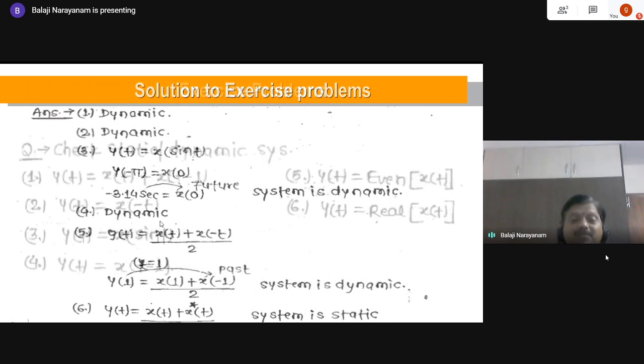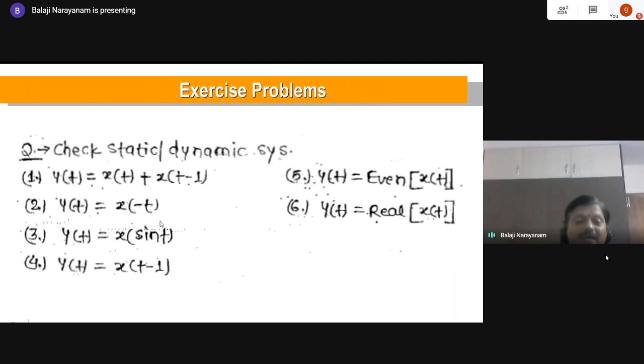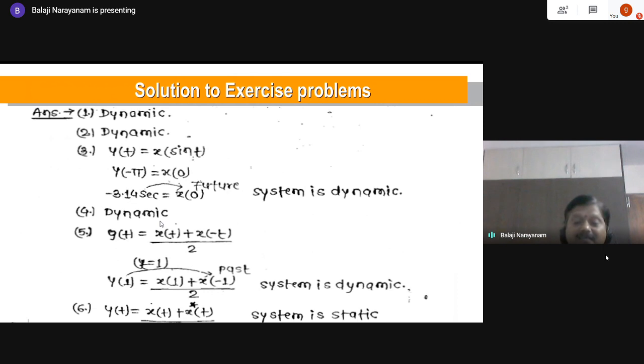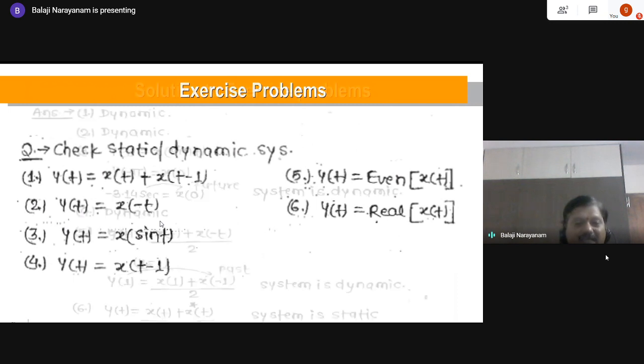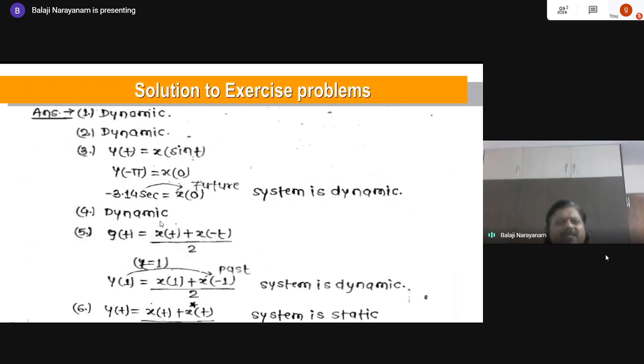Now when it comes to the fourth problem, y of t is equal to x sine t. That is done already. We did that third problem, and the fourth problem is y of t is equal to x of t minus 1. It's a simple one that we can clearly identify that our output y of t is dependent on the previous input value, as it is x of t minus 1. Now the fifth problem.